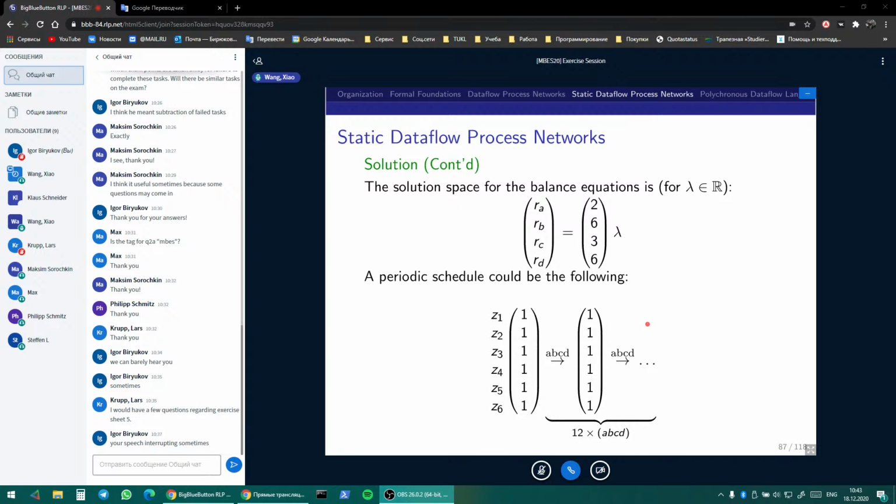So we have that, and then we derive a periodic schedule. Here shows really the one that requires the least buffer size, I think. I just give one token to each node and fire A, B, C, D at the same time, for 12 times, then all of them will have completed their period.